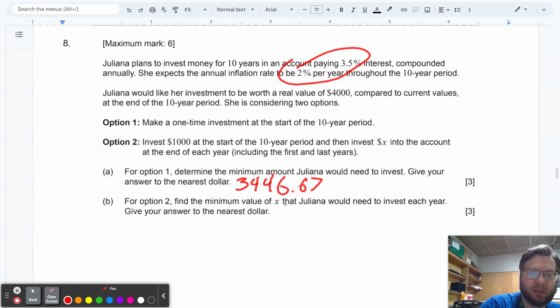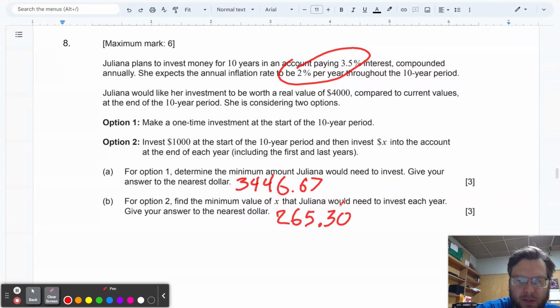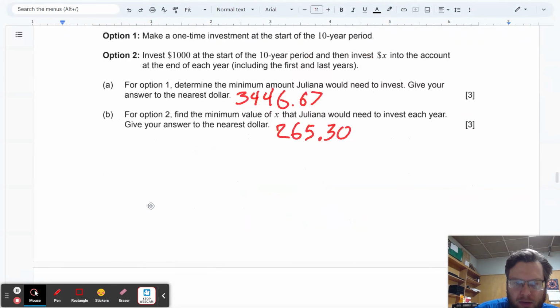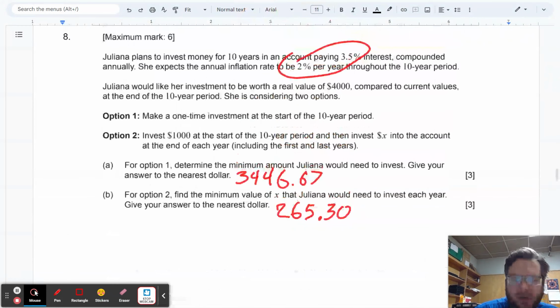And so that would be 265.30. Those are the two different options right there. You can decide for yourself which one feels better. I don't think we're asked to do anything more with those problems.